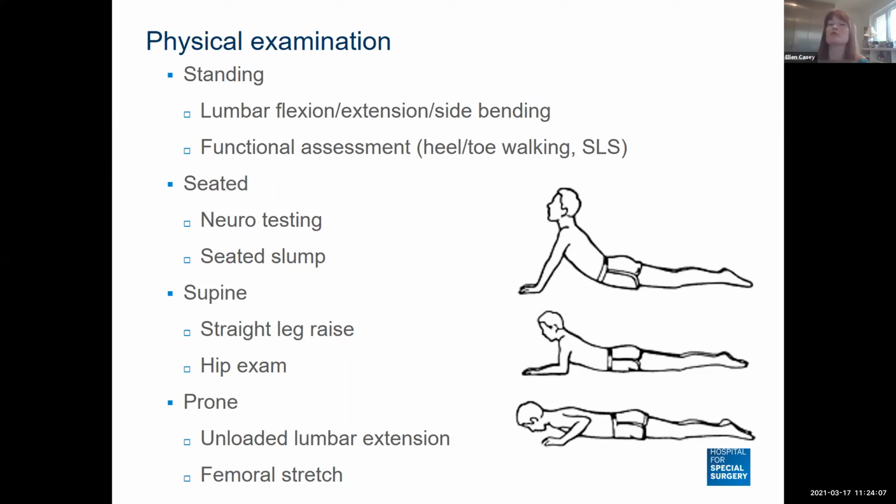In seated, of course, you're going to do your manual muscle testing, your reflexes, and your sensory testing, as well as the seated slump. And I'll talk a little bit more about that test. In supine, you can do the straight leg raise and a hip and an SI joint exam, because of course you don't want to just assume it's a spine condition and not examine those other structures.